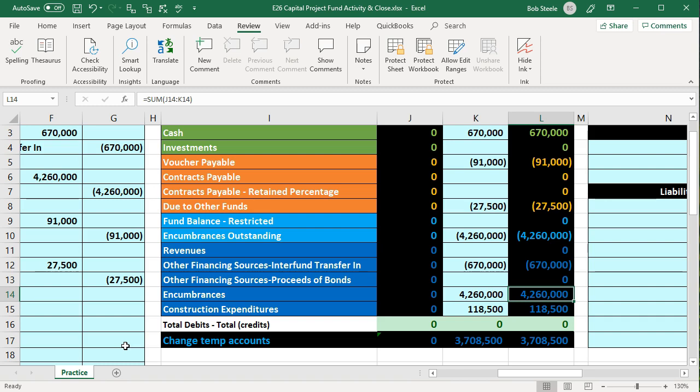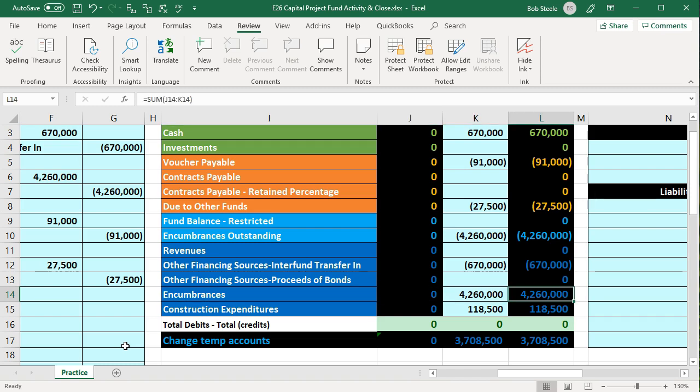This account is working on the flow specifically related to the construction process, which typically would be, in the government-wide accounting, an asset type of account. Property, plant, and equipment is probably what we're constructing. Okay, so we then are going to reverse the encumbrances.